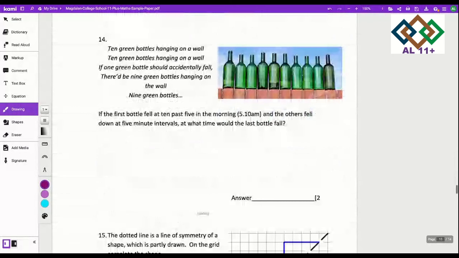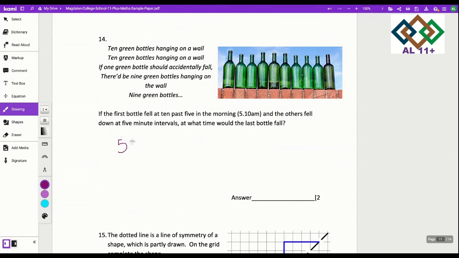So we are on number 14 now. In this, they are saying that 10 green bottles hanging on a wall, 10 green bottles hanging on a wall. If one green bottle should accidentally fall, there will be 9 green bottles hanging on the wall. If the first bottle falls at 10 past 5 in the morning, that's 5:10 a.m., and the others fall down at 5 minute intervals, at what time would the last bottle fall?